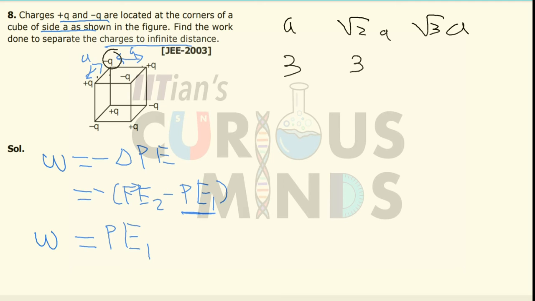And over here at root 3 a, there will be only one charge, which is equal to plus q. Now this charge has been eliminated. If I consider this charge, it will be at a distance of a, there are 2 at a, this distance is root 2 a, this distance is root 2 a, and this distance is root 2 a. So basically there are 3 at root 2 a and 1 at root 3 a.